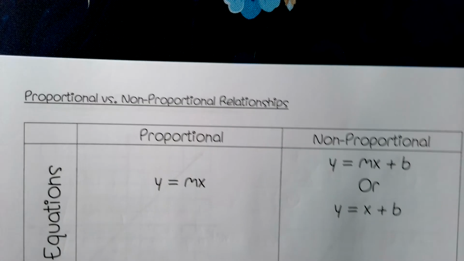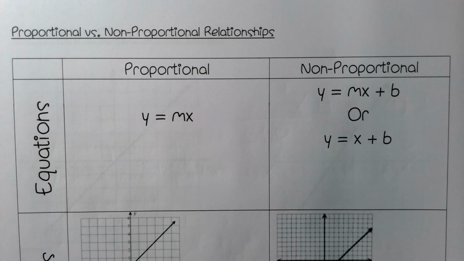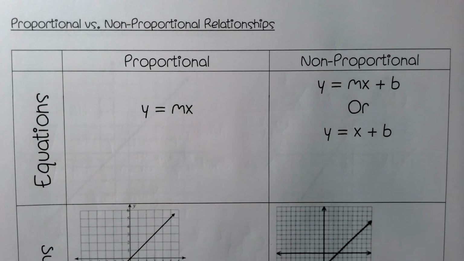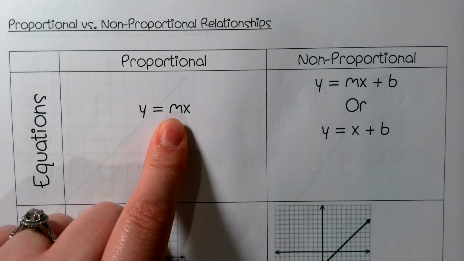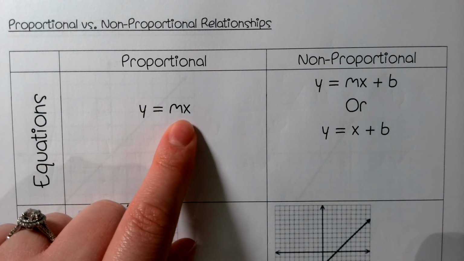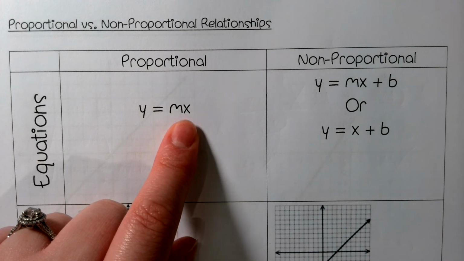On to our next topic. We're going to go over proportional versus non-proportional relationships. So first off, let's talk about their equations. On a proportional equation, we have y is equal to m times x.